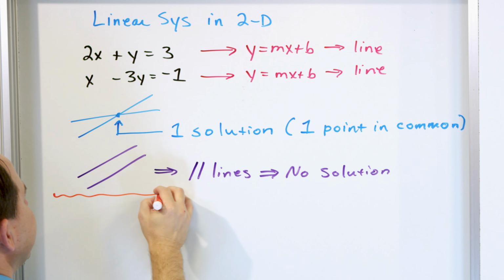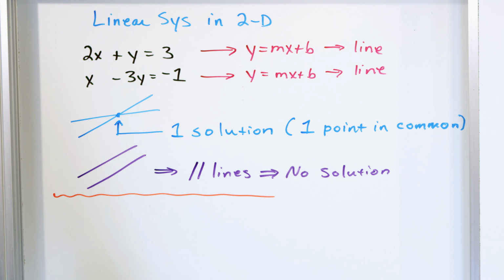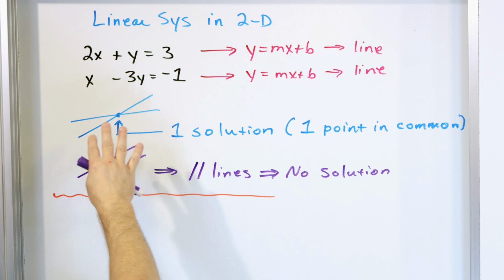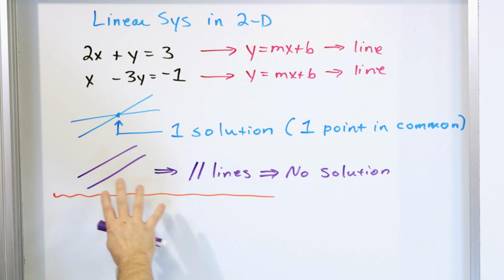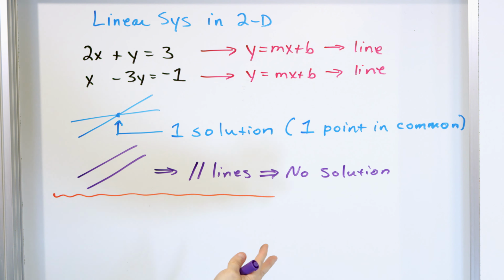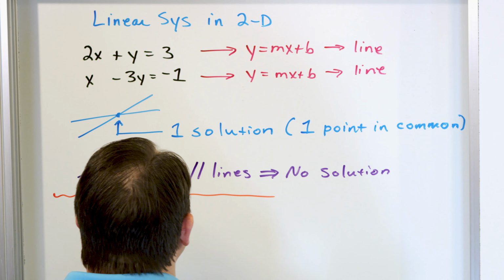Okay, so what we want to do now is talk about what does a system of equations look like in three dimensions, and not only what does it look like as far as the math, but what does it look like physically? If we try to graph it, what does it look like, and what kind of solutions can we have for a system of equations in three dimensions? So let's take a look at that.